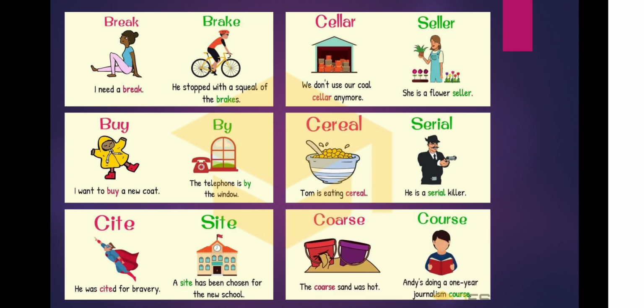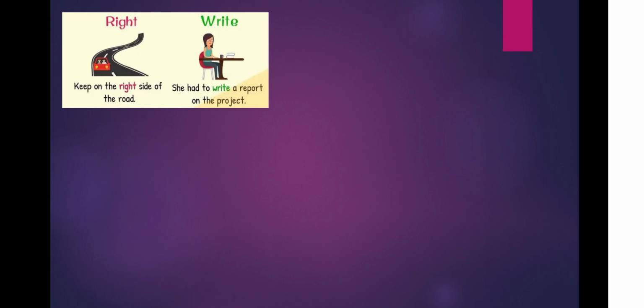Course and coarse, these also sound similar, but they have different meanings, right? Course, doing something in your education, that is called a course, and on the other side, coarse, like coarse sand, hot, right? In this picture, right and write. Right means to take a direction, and write means to write something on paper. So here is the example of right, for directions: keep on the right side of the road, and on the other side, she had to write a report on the project.